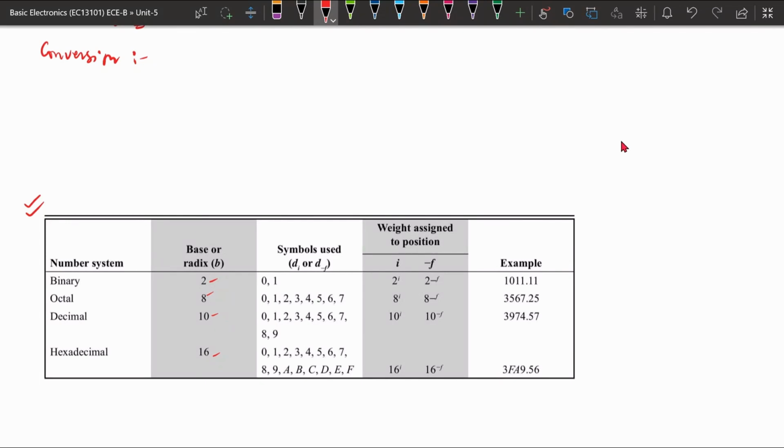For the integer part, binary has 2 to the power i as the weight, and for the fraction part it has the weight of 2 to the power minus f. If it is octal, it will have base 8, so 8 to the power i. That means positive powers for the integer part, and negative powers for the fractional part. So we have already seen this.